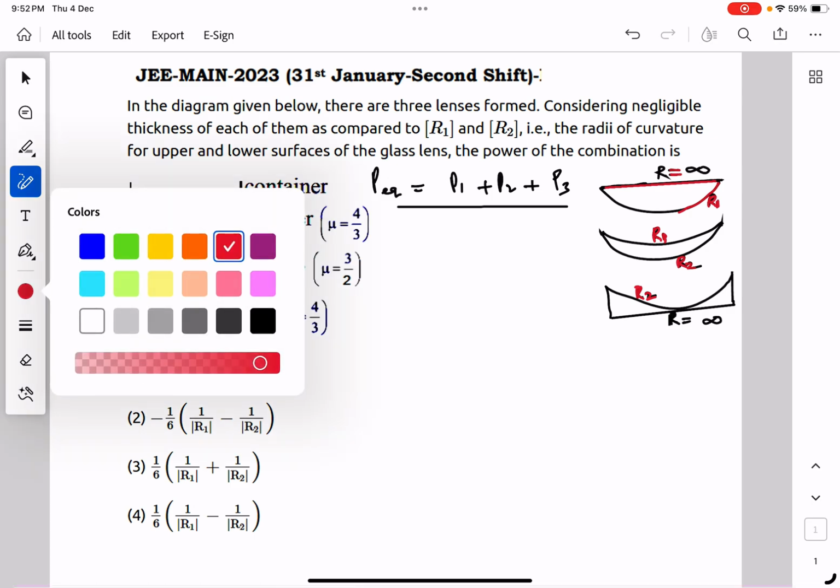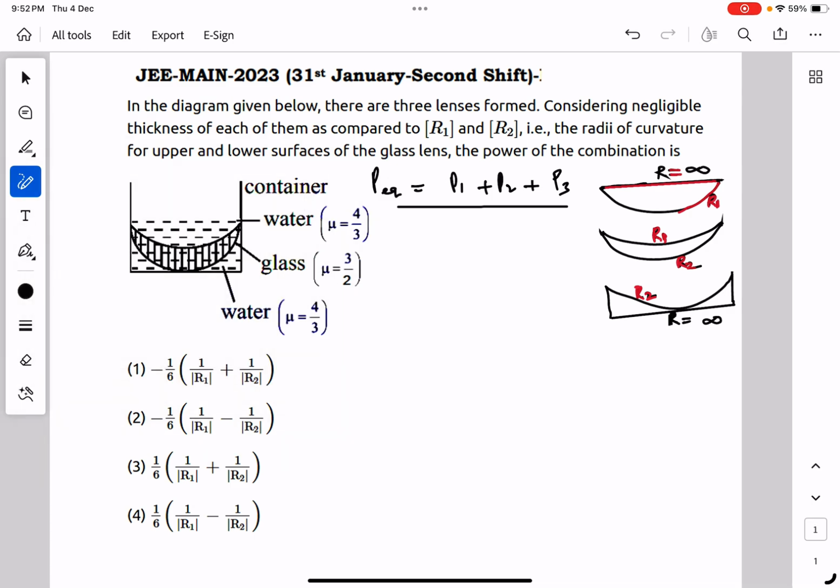Let's use lens maker's formula: 1 upon f equal to n2 minus n1 upon n1 times 1 upon r1 minus 1 upon r2. n1 in our case is 1. In the first case, let's find out power of the first lens. 1 upon f is the power only. So let's write it P1.